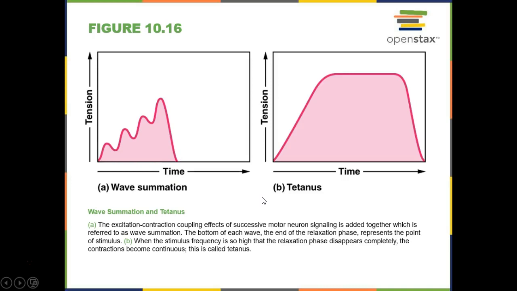If we increase the stimulus even further, we end up having no relaxation period or less relaxation period, and so we end up with this wave summation where we're increasing the contraction until we eventually hit this tetanus, where there's just a sustained muscle contraction. Any sustained muscle contraction can only last for a certain period of time until the muscle just fatigues and can no longer function.